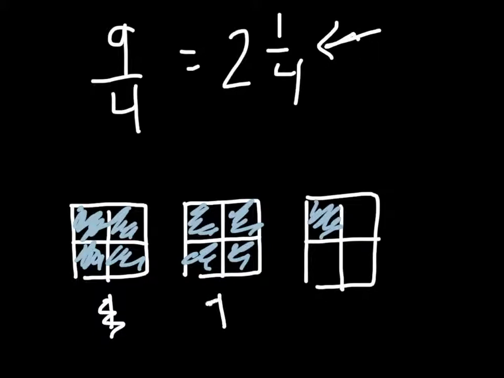We could also look at it as an improper fraction, and we could count 1, 2, 3, 4, 5, 6, 7, 8, 9. There are 9/4 total. So do you see how these two things are related? They're the same thing, but instead of an improper fraction, we're then left with a mixed number, which is what we want. Let's look at one more example.